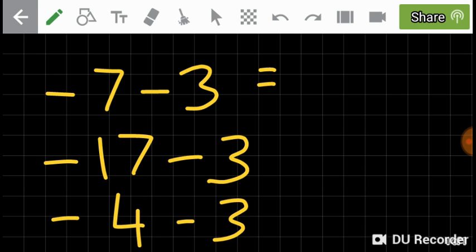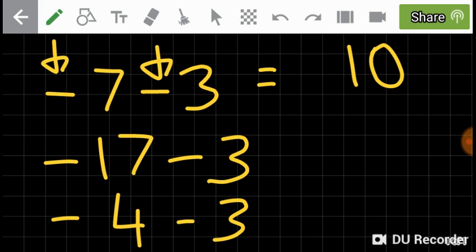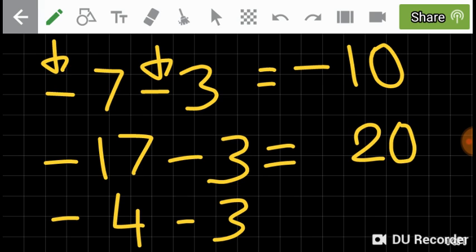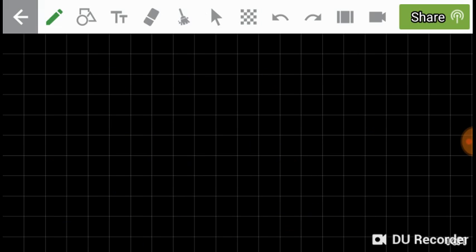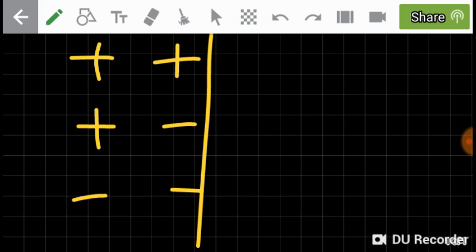It's much easier than type 2 because whenever both the numbers are negative, you simply add the numbers. After adding, because both of them have a negative sign, you just put a negative sign. Similarly, 17 plus 3 is 20, because both are negative, put a negative sign. 4 plus 3 is 7, because both are negative, put a negative sign. This is how you can solve every type of integers, because they will either be two positive numbers, one positive and one negative, or both negative numbers. Apart from that, no other cases are possible.